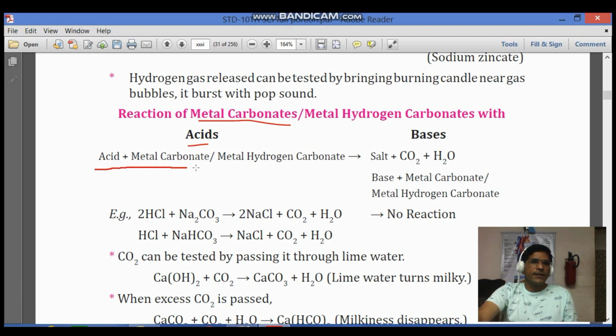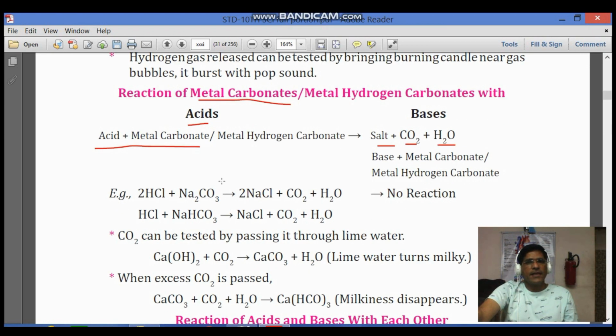Now metal carbonate with acid gives salt plus carbon dioxide plus water. Important is salt. Here one example is there. When acid reacts with metal carbonate, we get NaCl, CO2 plus H2O. Further it is not possible. HCl and NaHCO3, that is called metal hydrogen carbonate. So metal hydrogen carbonate gives NaCl plus carbon dioxide plus water.